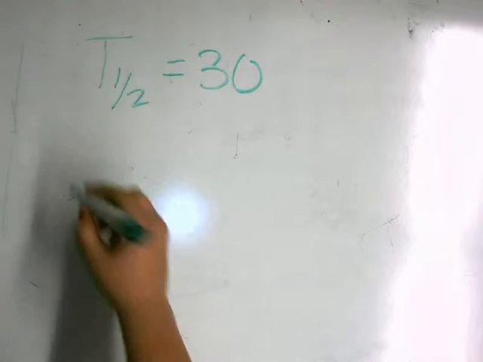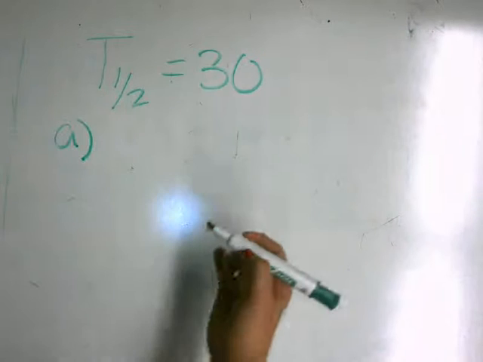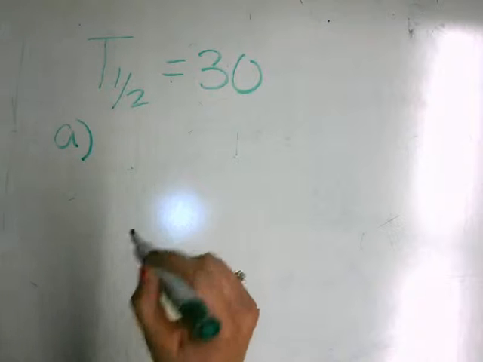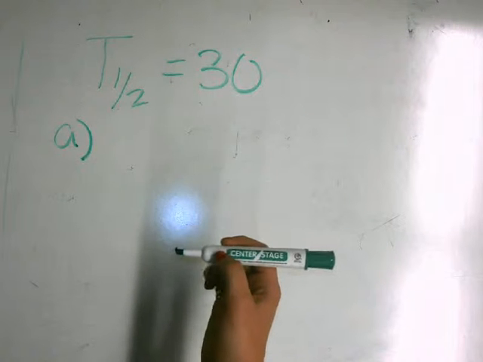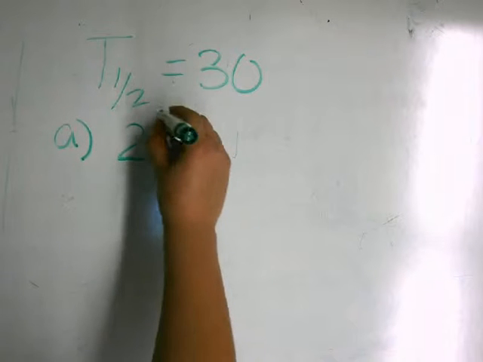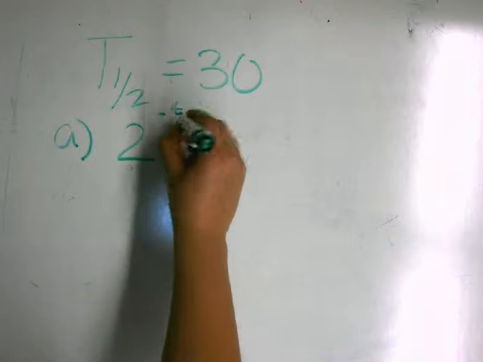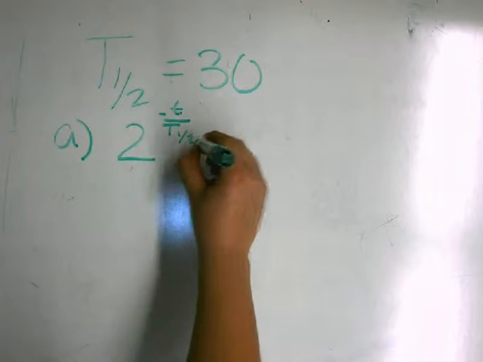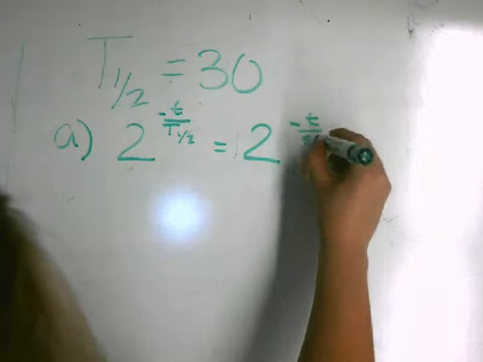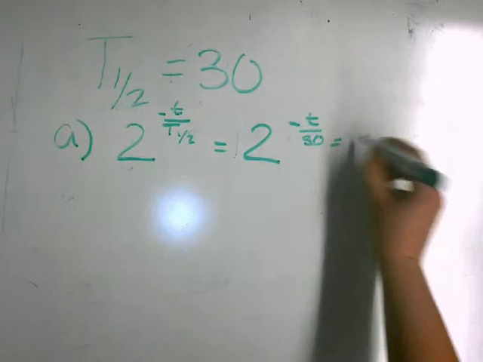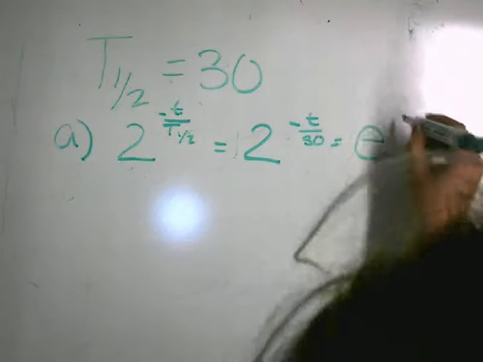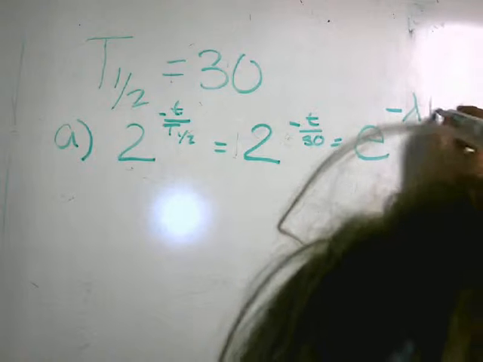The first part is to calculate the radioactive disintegration constant. Now, there's an expression for how much radioactive material is left after a certain amount of time, and that's 2 raised to the negative time over the half-life. And we already know the half-life is 30. So we'll just substitute that in. And this is equal to another equation which has the radioactive disintegration constant, lambda, in it, which is e raised to the negative lambda t.